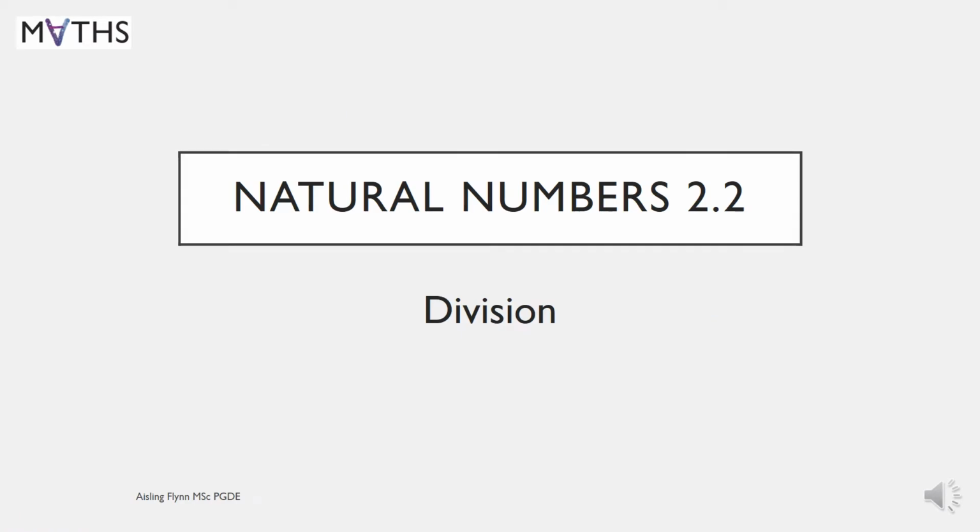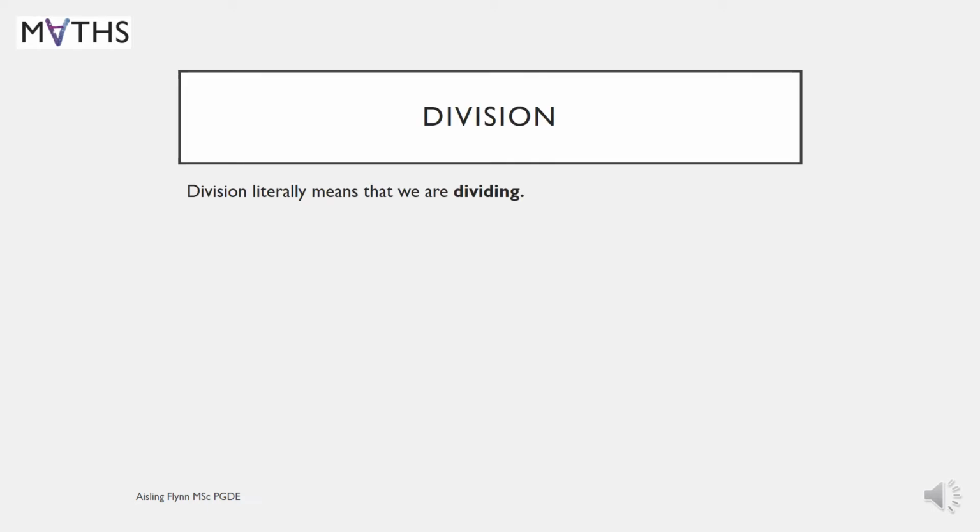This is Natural Numbers 2.2. We're looking at division. Division literally means that we are dividing. Dividing means to break something up into equal parts.